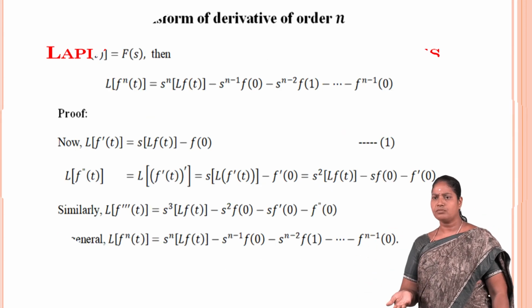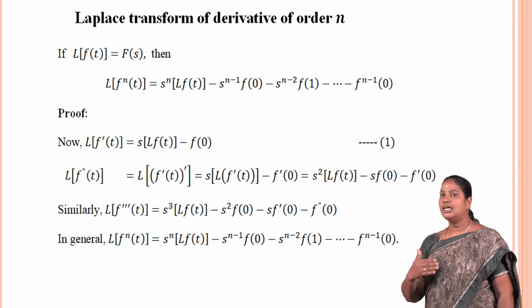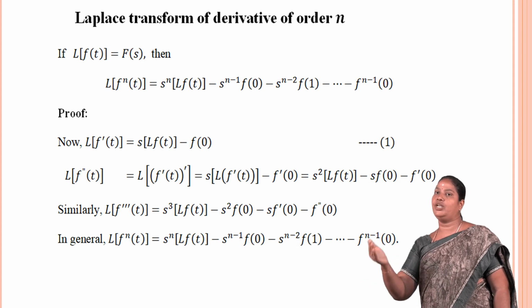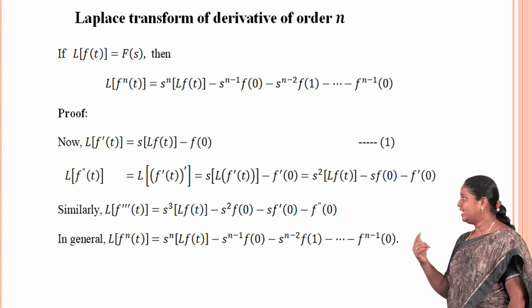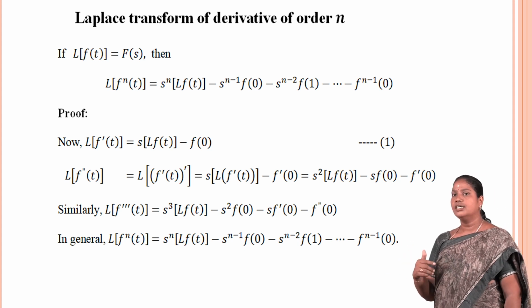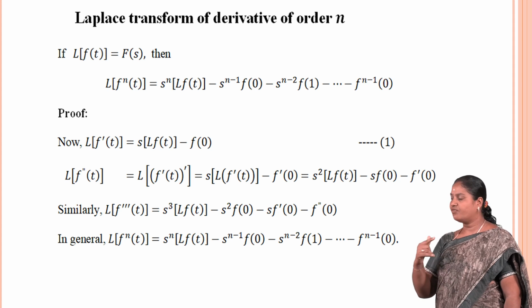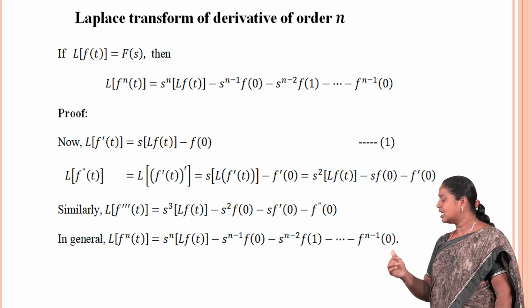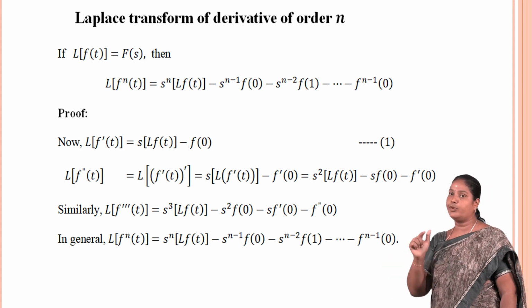Now we are going to apply this property to get the Laplace transform of the nth derivative of f. So Laplace transform of derivative of order n, where n means any positive number. So L of f(t) is nothing but capital F(s). Then L of f^n(t), that is, f^n(t) means the derivative of f, n times with respect to t.